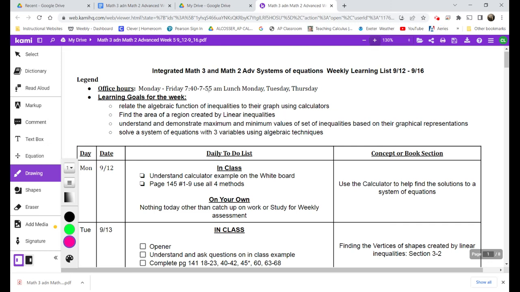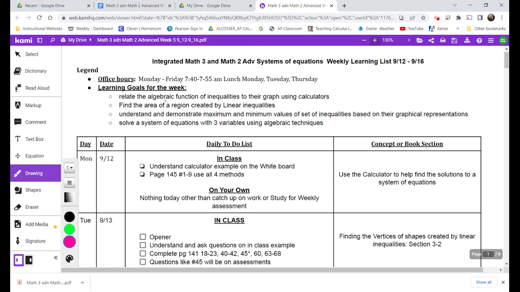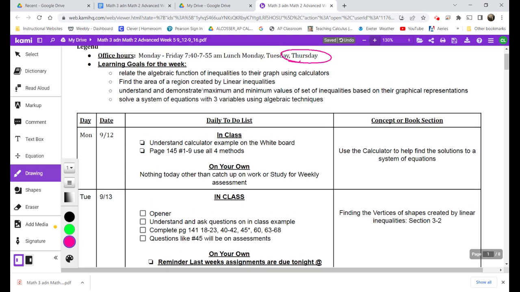All right, guys. Here we go. So, most of you have this already. Don't forget, tomorrow at lunch, I'll be there at Thursday. Be here in the mornings also.